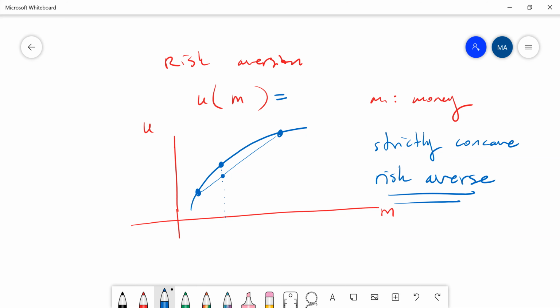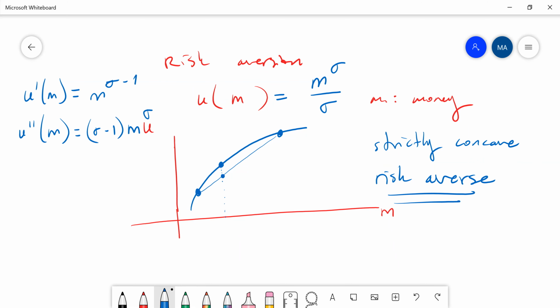So suppose that this utility function is like this. How can we make this concave? Well, if you take the first derivative, what do you have? You have m to the sigma minus 1. And if you take the second derivative, I have sigma minus 1 times m to the sigma minus 2. So how can this function become strictly concave? Well, if sigma is less than 1, the second derivative is negative, so then this function becomes strictly concave.